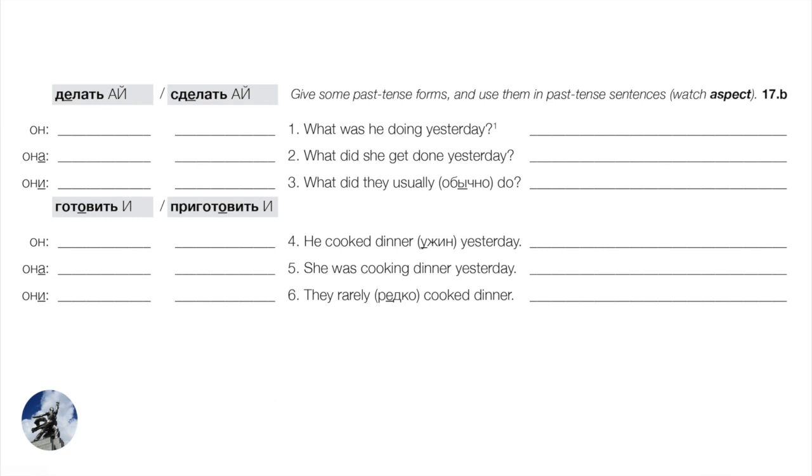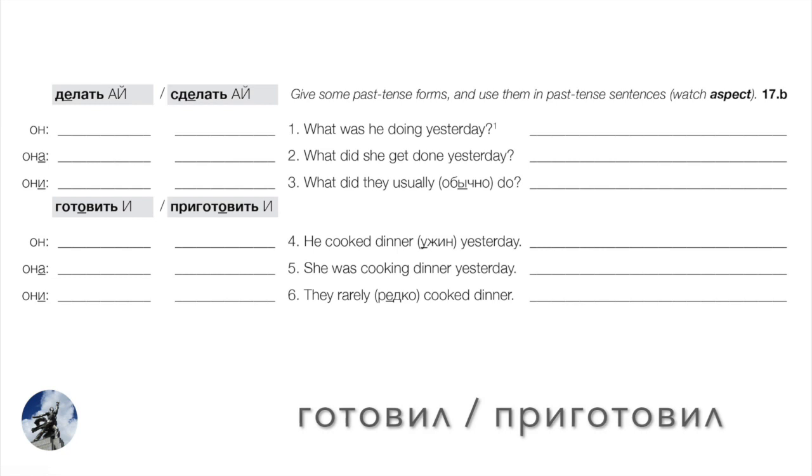Okay, let's do one more pair. Готовить, приготовить, which means to prepare, and specifically food, right? So when we use this verb, we're usually going to mean it in terms of cooking. Okay, so let's think. Готовить, imperfective, means the activity of cooking, right? Приготовить, the perfective, means finishing cooking, right? Successfully completing, that type of idea. Okay, let's form the masculine past tense forms for both aspects. Он готовил, он приготовил.